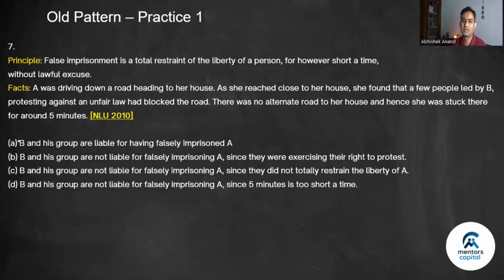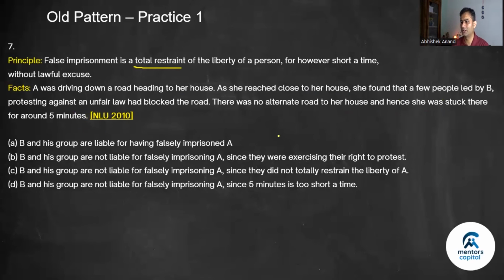Okay. Number 7. Go through question number 7. False imprisonment. Now the key word here is total restraint of the liberty of a person. It has to be complete, total, for however short a time without lawful excuse. Okay. Now A was driving down a road heading to her house. As she reached close to her house, she found that a few people led by B protesting against an unfair law had blocked the road. There was no alternate road to her house, and hence she was stuck there for around 5 minutes.